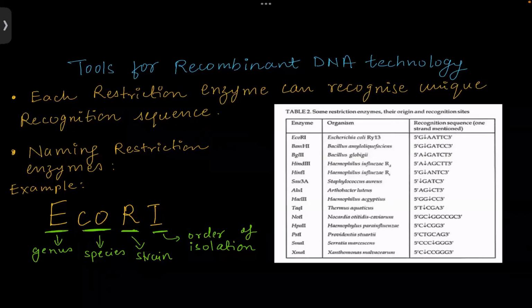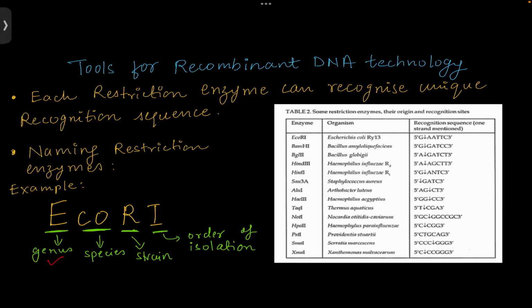Now, how are these restriction enzymes actually named? Let's talk about that. They are named as follows. This is one restriction enzyme called EcoR1. Here the first letter refers to the genus of the bacteria from which it is isolated. It is isolated from Escherichia coli, so Escherichia is the genus name, and from there E is taken. Then coli is the species name.